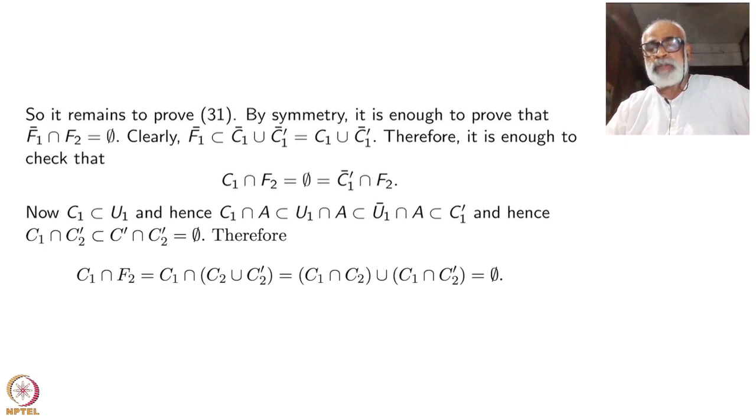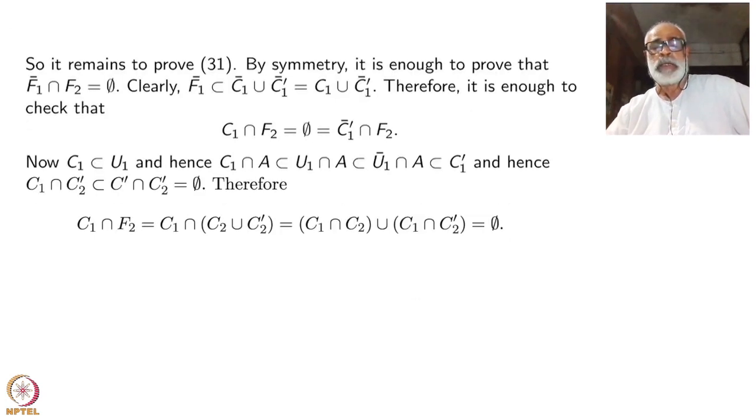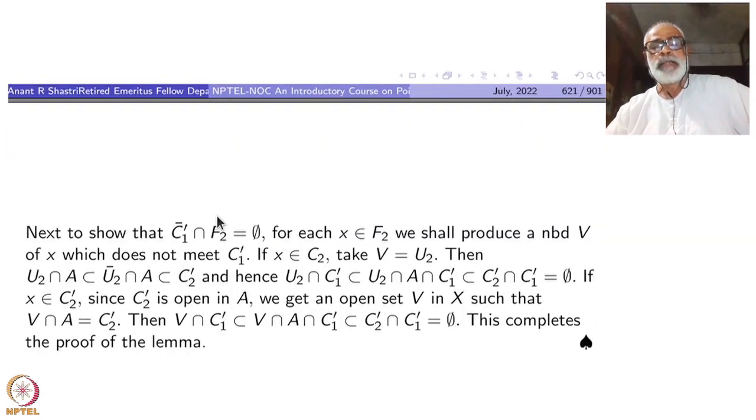Now what is happening to this one? C1 intersection C2 prime is again A intersection C1 intersection C2 prime. Everything happens in C2 prime. That is A intersection U1 bar intersection C2 prime, because C1 is contained inside U1 bar. But that is contained in C1 prime intersection C2 prime. So that is empty. So I am more or less repeating this one here. All right. Next, to show that C1 prime intersection F2 is empty.